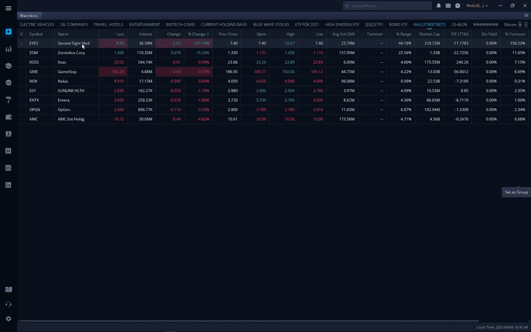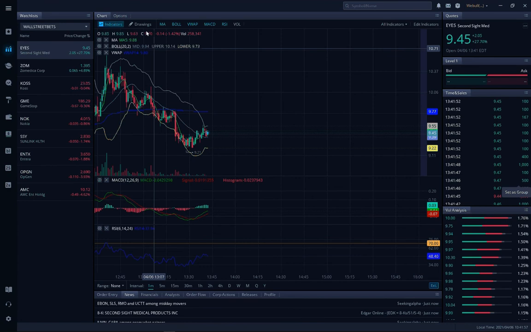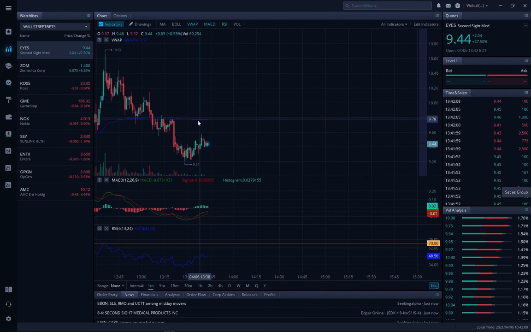whatever you have here, and then it can pull up your charts, and then you can set all your studies up, your moving average and your VWAP. I just like to have the VWAP. Of course, your moving average is good. You can add volume, but the volume's already right here, so no need to use volume.